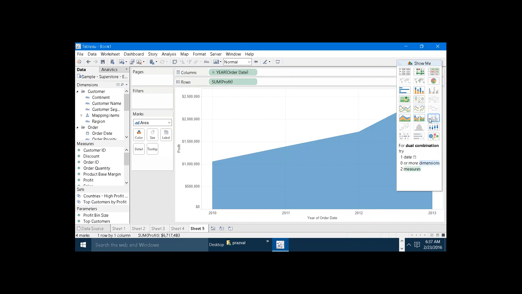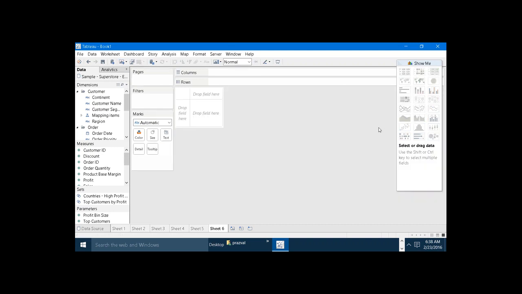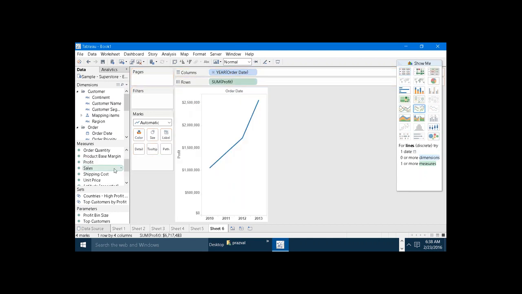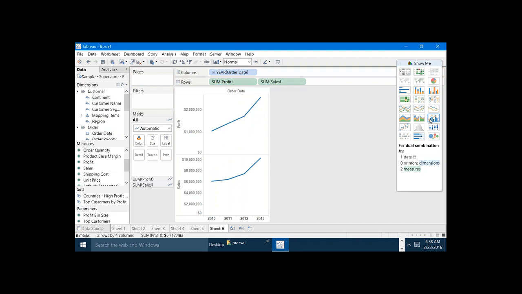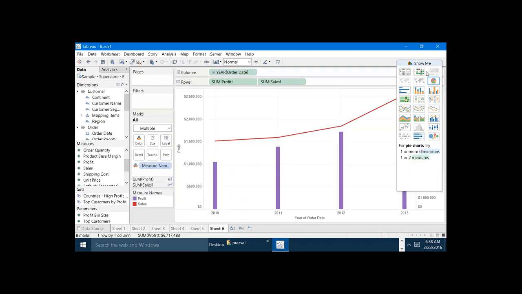And we have one more chart called the dual combination. If you want to build combination charts directly, we are able to build them. To build the combination charts, we need again one date field and two measures. Okay, if I click on the dual combination, Tableau is combining both the bar chart and the line chart. So this dual combination chart is nothing but creating the combination charts directly.